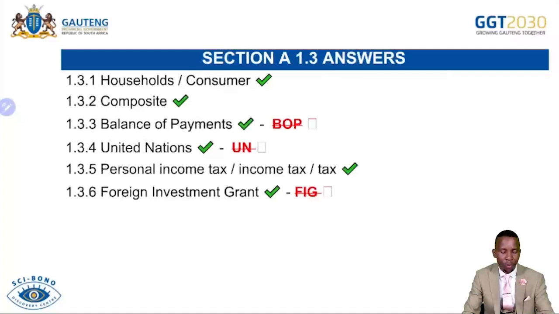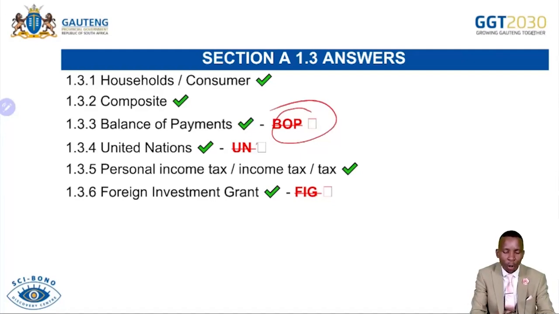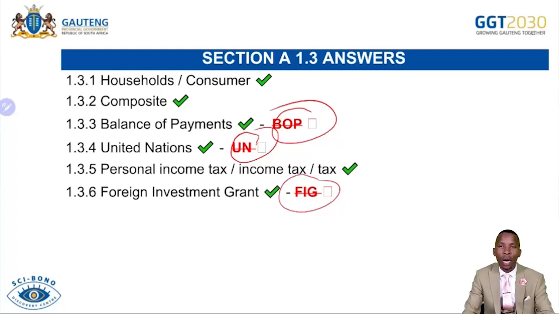And then let's see given options. We have household or consumer, the composite indicators, the balance of payment, not BOP. BOP is not given any credit because it is a part of abbreviation. And then United Nations, UN is wrong, but United Nations is correct. Personal income tax or income tax or tax, and then foreign investment grant. Then here, if you say FIG, it becomes wrong because now we are abbreviating. So you need to ensure that you write it in full, and that will always give you 6 marks. After that, you have your 30 over 30.